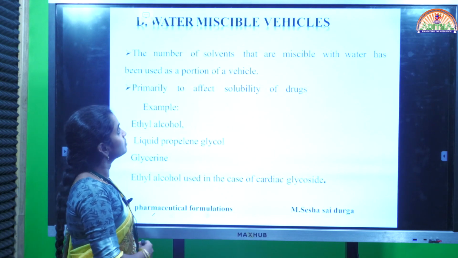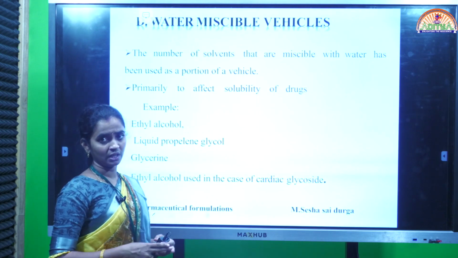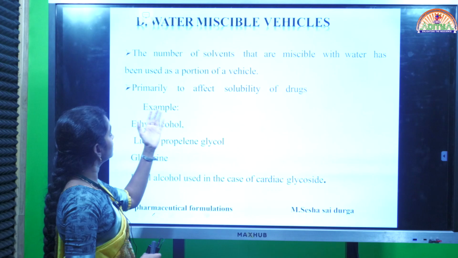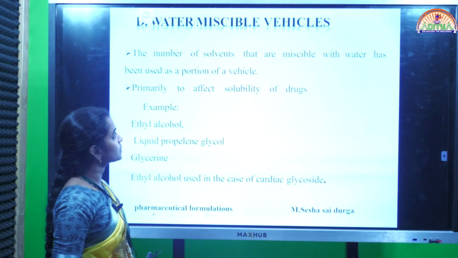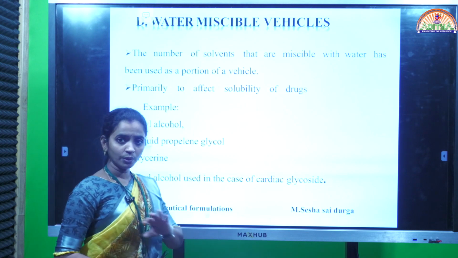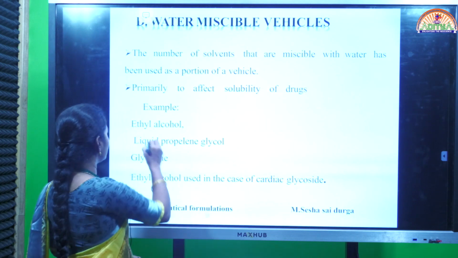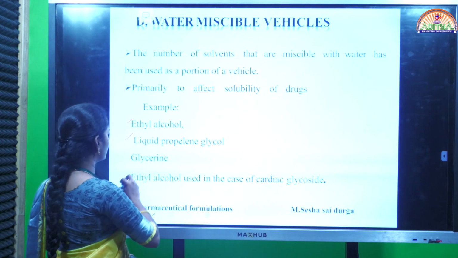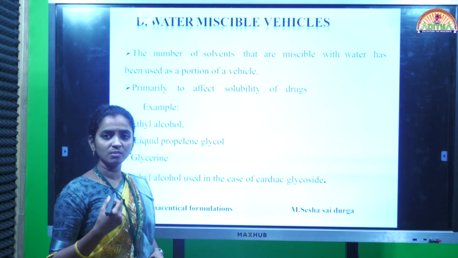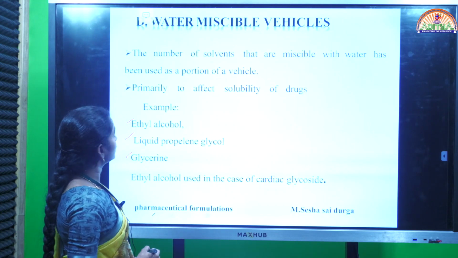And next one is water miscible vehicles. Up to now we discussed about aqueous vehicle, and the next one is the non-aqueous vehicle, and in between that there is another category, that is water miscible vehicle. So a number of solvents that are miscible with water have been used as a portion of a vehicle. Along with the water we can also add some other solvent like ethyl alcohol or liquid propylene glycol or glycerin, like that. Remaining solvents which can be miscible with the water, we can include as the vehicle. So that is water miscible vehicles.